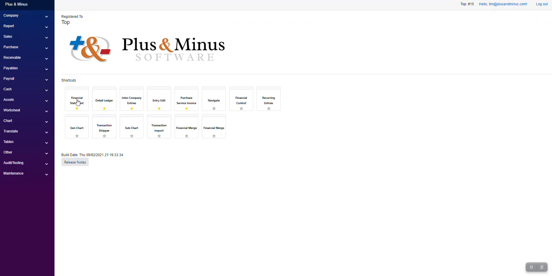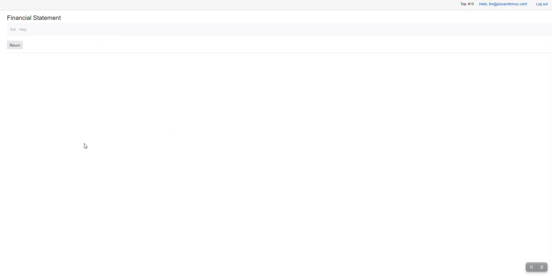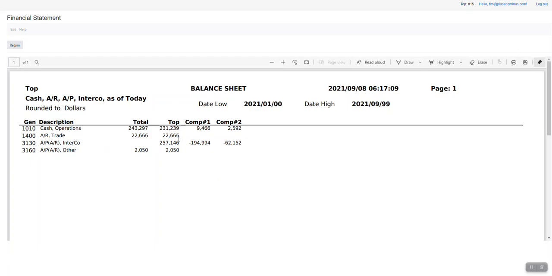Go to Report Financial Statement. We're going to use preset Cash ARAP Intercompany, which is preset number 6. We activate the Gen Chart Select routine to show us key accounts, which is done right here in this section. These key accounts will also include 3130, the intercompany gen account. So let's run the consolidating financial statement. Click Report, and here it is.